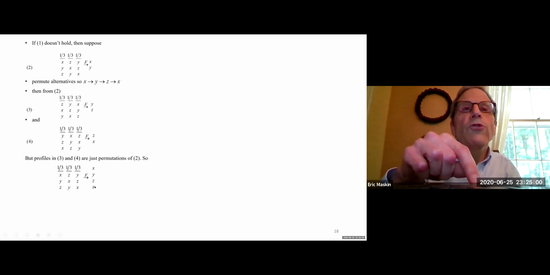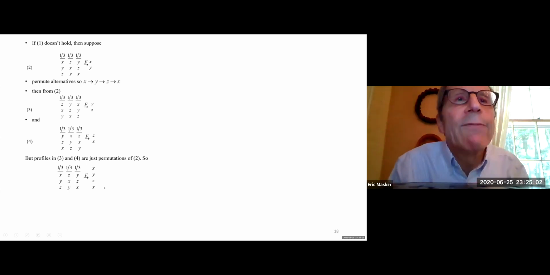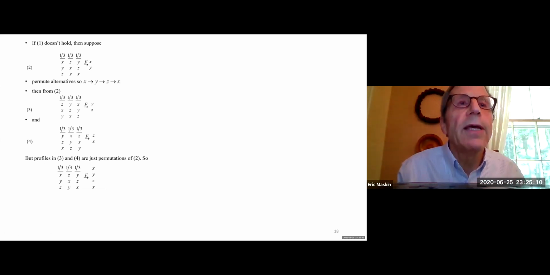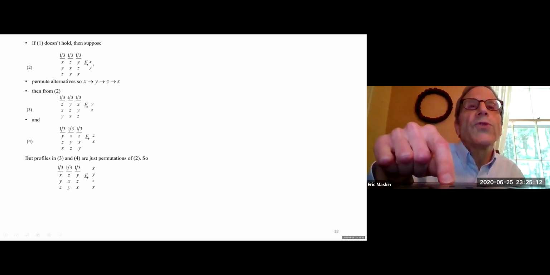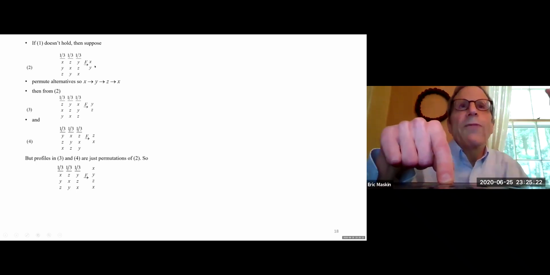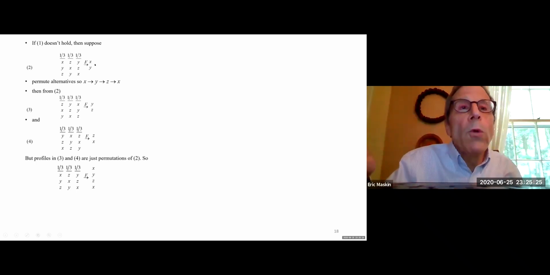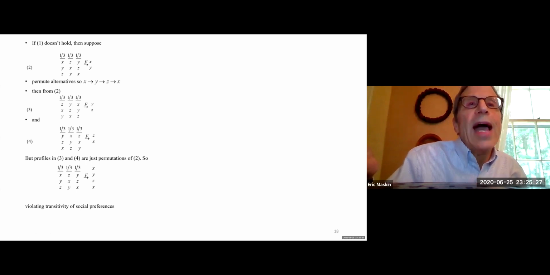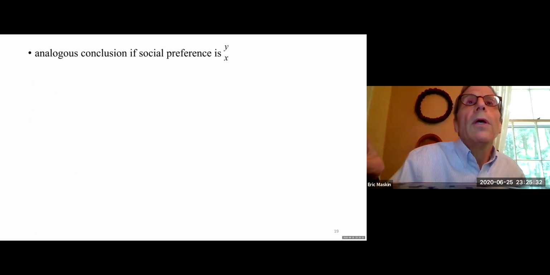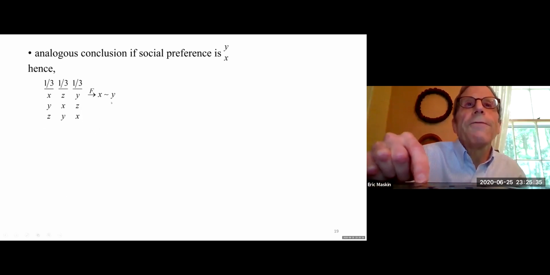But notice that this is not transitive. That is, we don't actually have a social ranking. We have a violation of transitivity. And so this strict social ranking couldn't have been possible in the first place. We would get the same contradiction if the social ranking went the other way, Y over X. The only possible social ranking for this profile is social indifference.